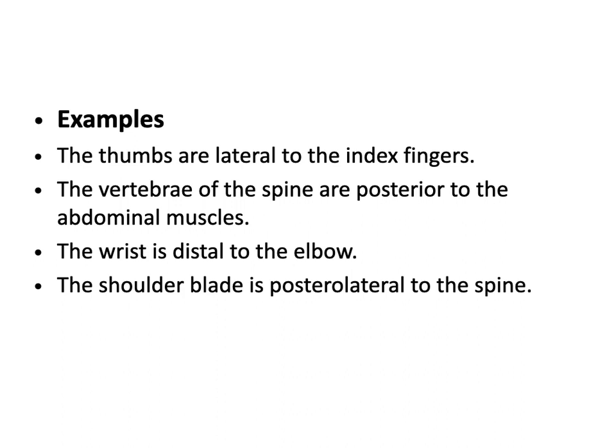So here are a few examples. The thumb lies lateral to the index finger, means you understand how the terms we are using. The vertebrae of the spine are posterior to the abdominal muscles. The wrist is distal to the elbow, and the shoulder blade, that is the scapula, lies posterolateral to the spine, means posteriorly as well as laterally, so posterolateral to the spine. These are the terminology you will be using ahead in entire anatomy. So this forms the basic lecture.